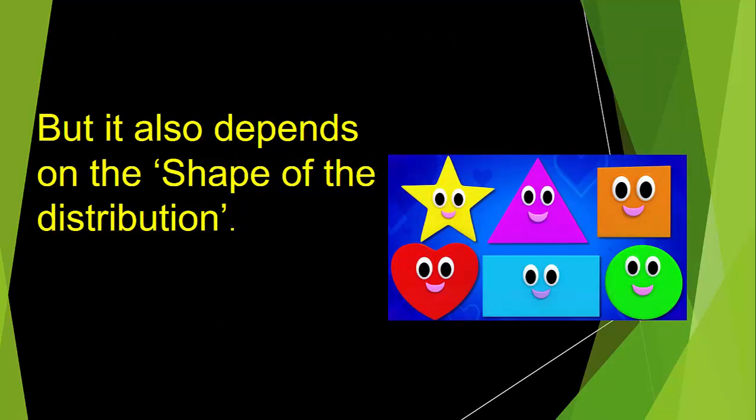Now the story doesn't end there. In addition to where the variable is on the hierarchy of data types, the choice of average also depends on something called the shape of the distribution, and I will say more about that a little later.